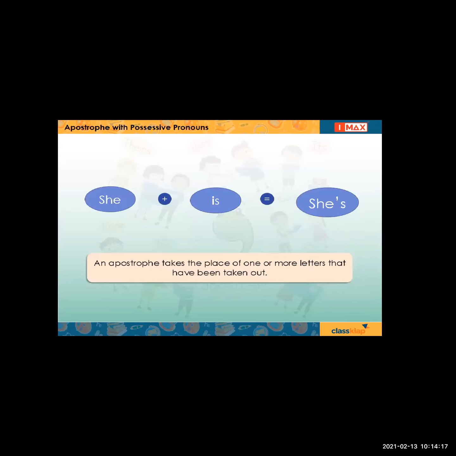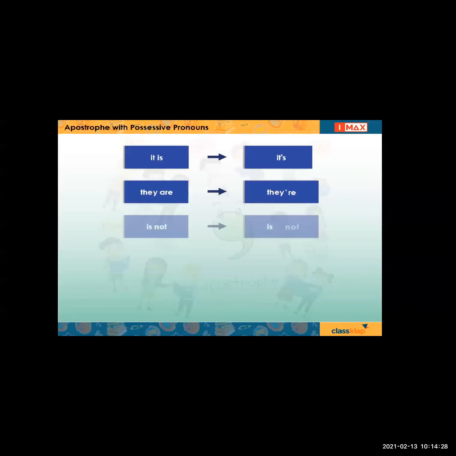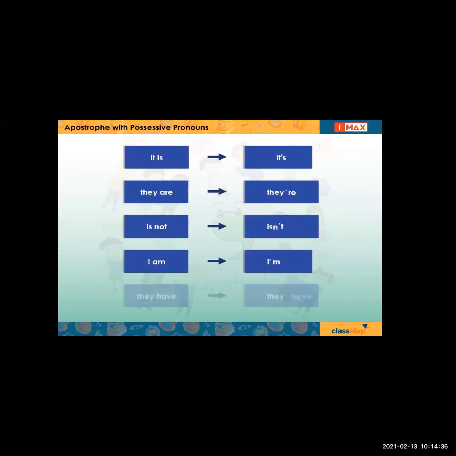Let us look at some more examples of contractions. It is becomes it's. They are becomes they're. Is not becomes isn't. I am becomes I'm. They have becomes they've. In all these examples, we have made contractions by using the apostrophe to replace one or more letters.